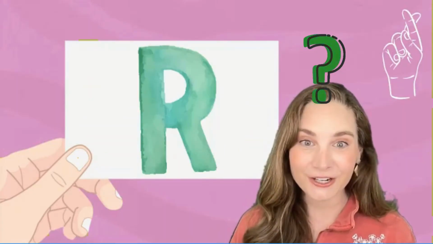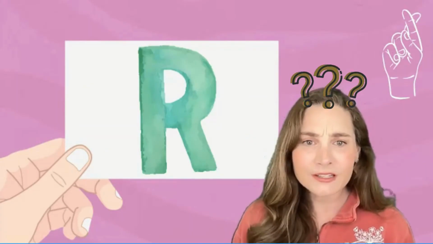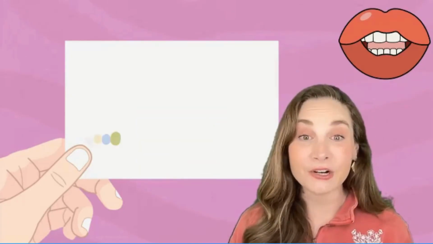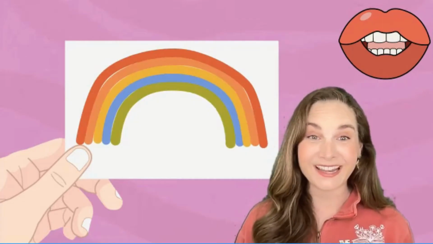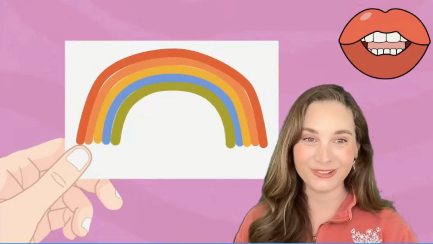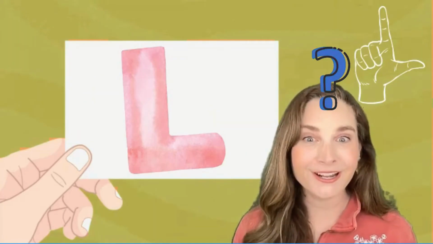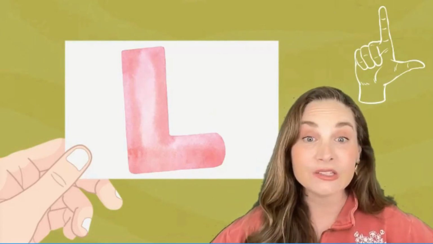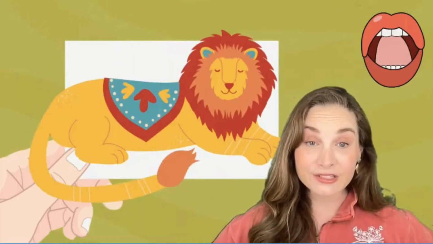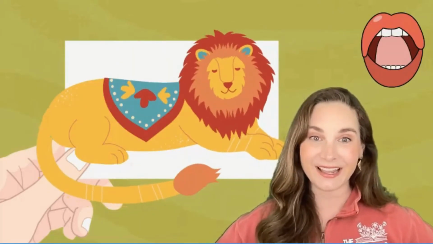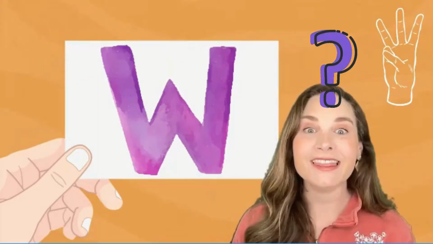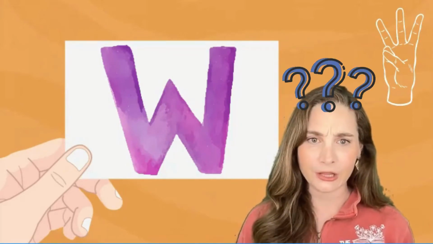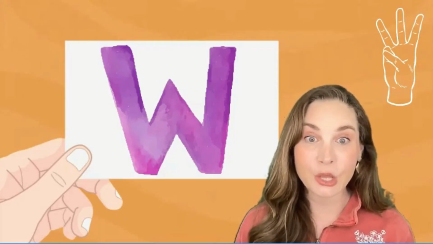This is the letter R. And what does the letter R spell? The letter R spells R, like in the beginning of the word rainbow. This is the letter L. And what does the letter L spell? The letter L spells ul, like in the beginning of the word lion. This is the letter W. And what does the letter W spell? The letter W spells w.